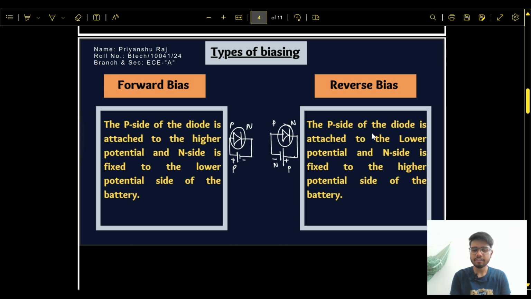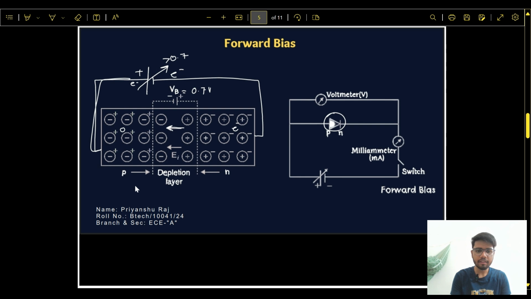So let's understand what it is. The P side of the diode is attached to the lower potential or the negative potential, and the N side of the diode is fixed to the higher potential side or the positive potential side of the battery. So we can see the P side is attached to the negative side of the battery, whereas the N side is attached to the positive side of the battery. Moving to the next slide, forward bias. So here we can see the forward bias.